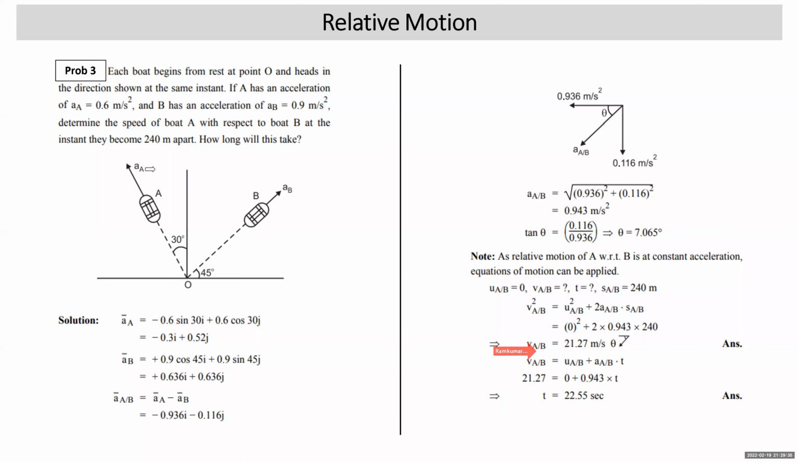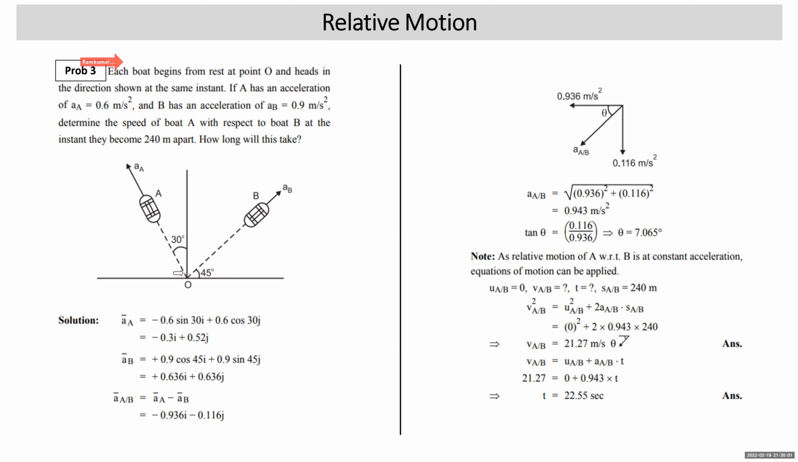Now, next problem number 3. Now this problem is going to be of relative motion at constant acceleration. Let's understand. Each boat begins from the rest at point O and heads in the direction shown at the same instant. If A has an acceleration of 0.6 meter per second square and B has an acceleration of 0.9 meter per second square, determine the speed of boat A with respect to boat B at the instant they become 240 meter apart. How long this will take?